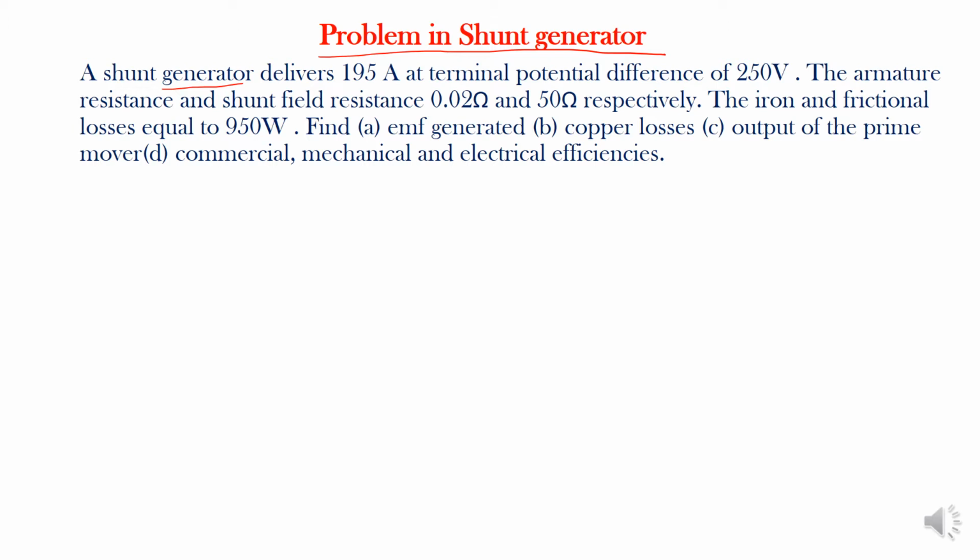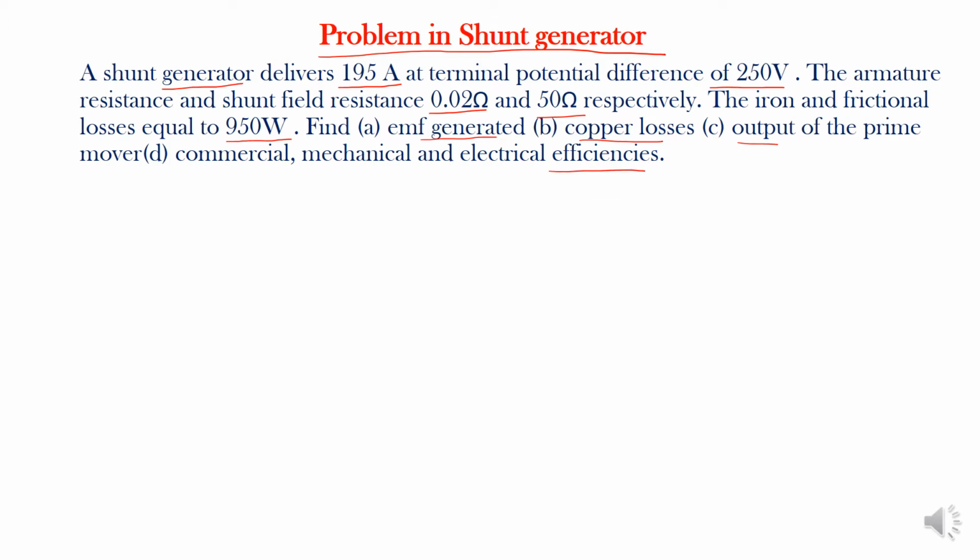Here the problem is: the shunt generator delivers 195 ampere at a terminal potential difference of 250 volt. The armature resistance and shunt field resistance are 0.02 ohm and 50 ohm respectively. The iron and frictional losses are equal to 950 watt. Find the EMF generated, copper losses, output of the prime mover, and commercial, mechanical and electrical efficiencies.